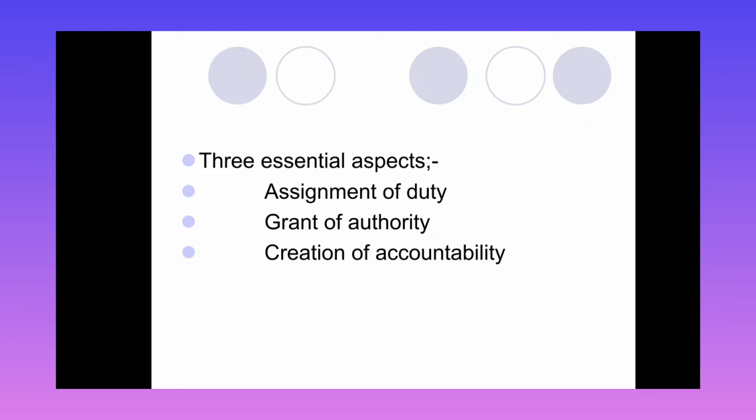We have to decide to what extent authority or power we are delegating to perform the task. Then creation of accountability. Accountability is the answerability of subordinates. So while giving the responsibility and the authority, along with that we have to create accountability for the performance of the task by the subordinate. So these are the three essential aspects of delegation: assignment of duty, grant of authority, and creation of accountability.